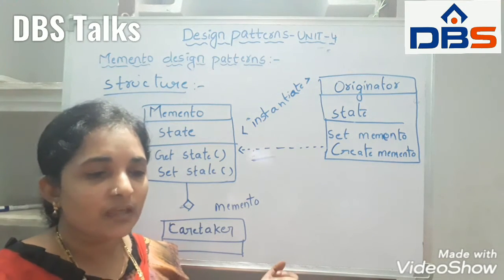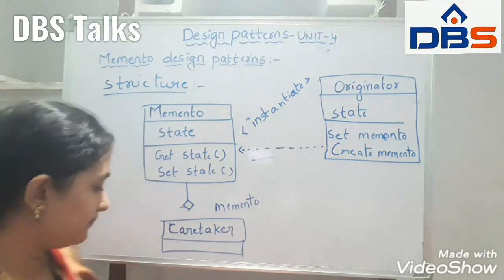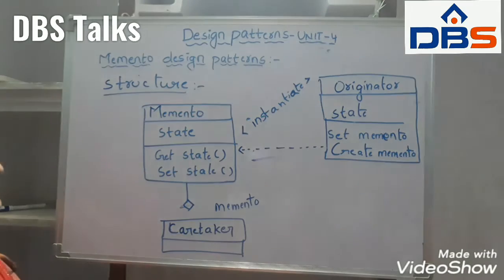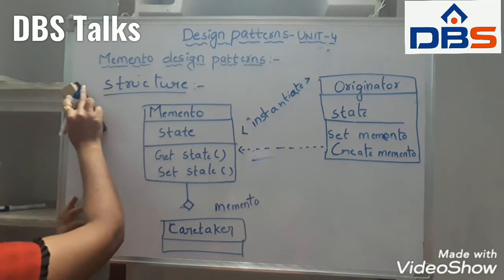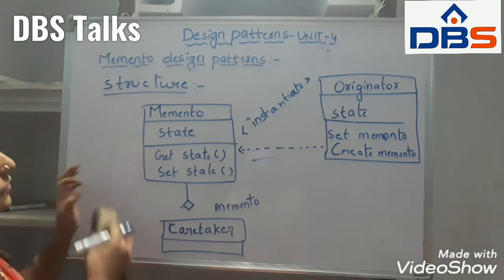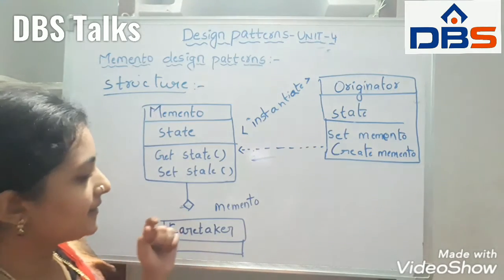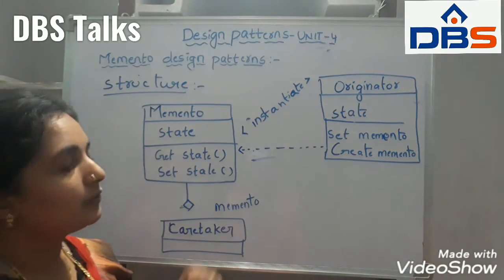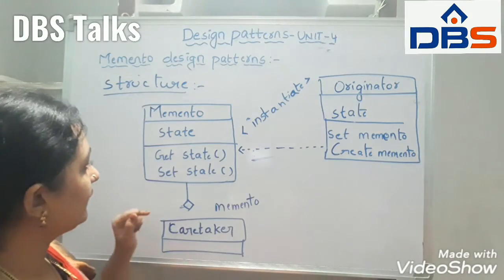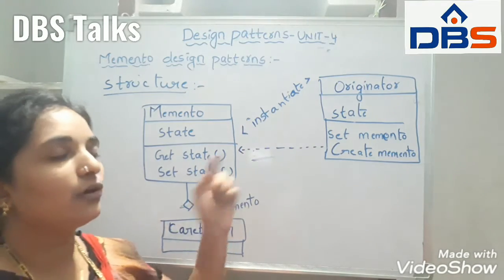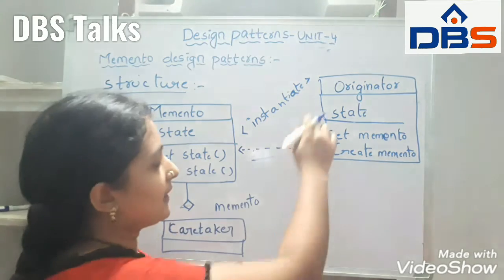Next, coming to the participants. Here we have the participants: memento, originator, and caretaker.